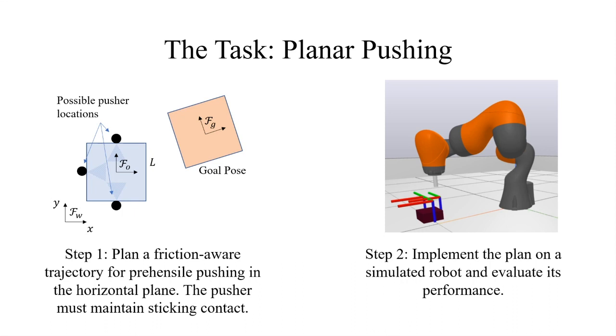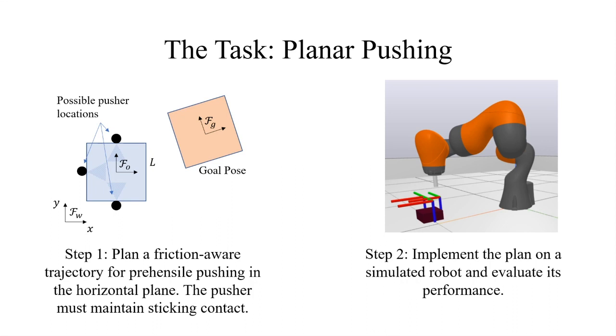We can split this task into two main steps: developing a friction-aware planner that can find a series of feasible pushes that move a square block from its initial position to some desired goal, and implementing this trajectory on a simulated robot in order to evaluate performance.